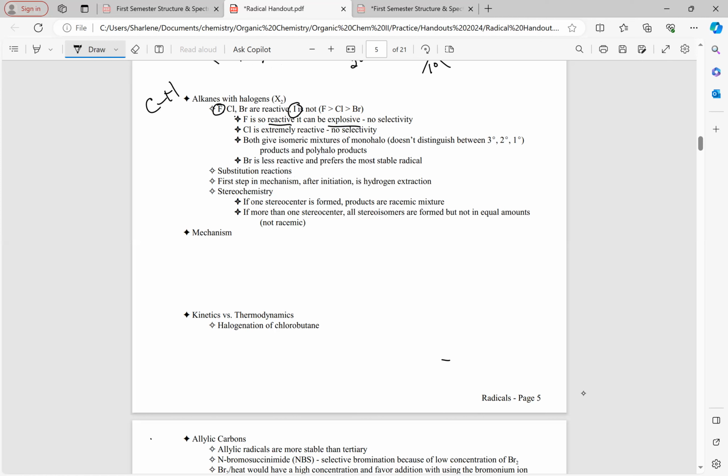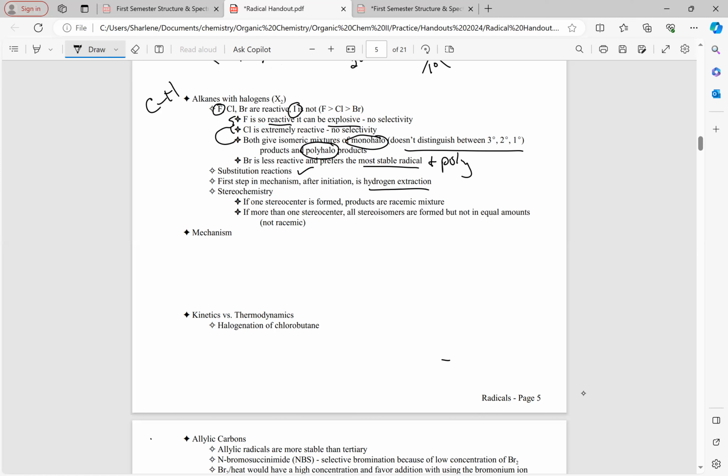Now, both of these, they're not selective, so they don't distinguish between tertiaries, secondaries, primaries. They just react to first give the monohalos, but don't forget, once you put a group on, it could activate it, and so we could get polyhalos as well. Now, bromine is a little bit less reactive, so therefore it's more stable, but you could go on and still make polys. All right, these are substitution reactions, and after the first step, which is initiation, the first step in the overall reaction is hydrogen extraction.